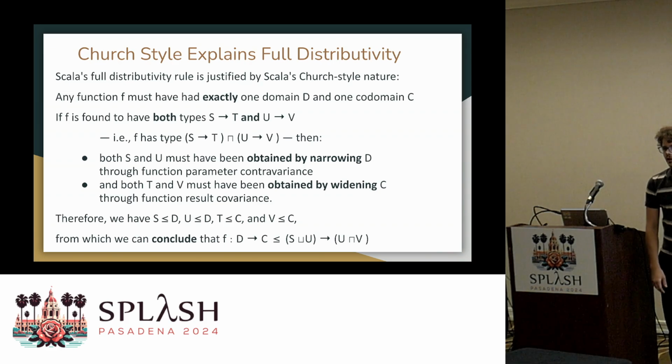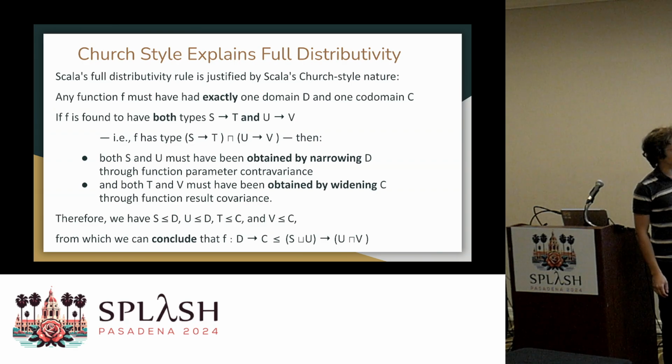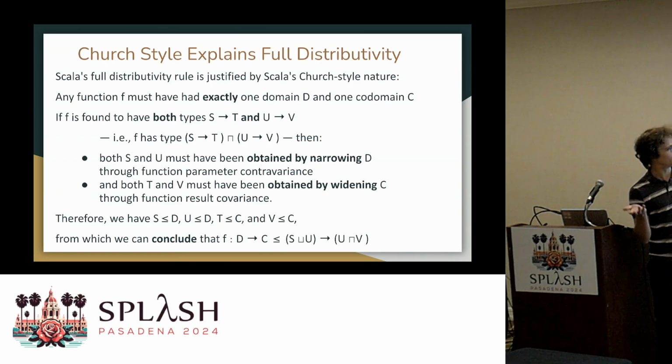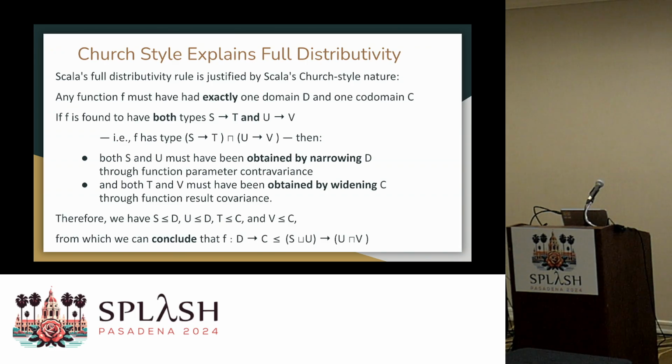Any function that you have in Scala, call it f, that happens to be found to have both types S to T and U to B. So somehow you know that f has both types. So it also has the intersection type, S to T intersected with U to B.